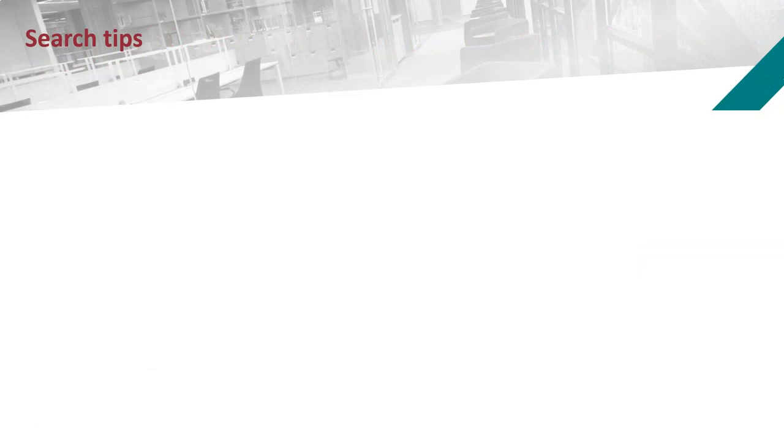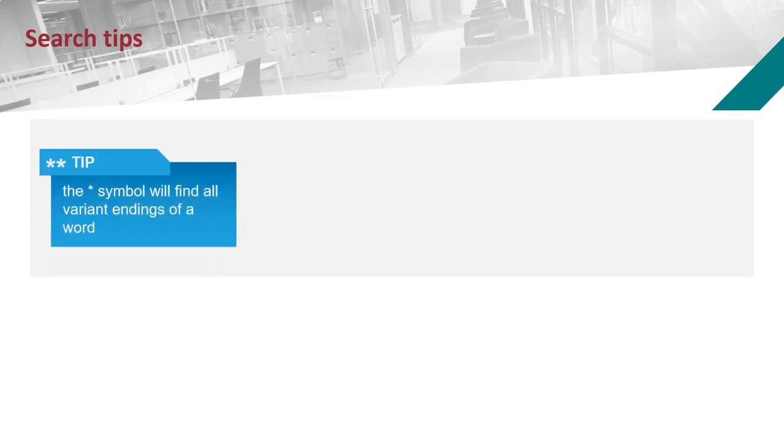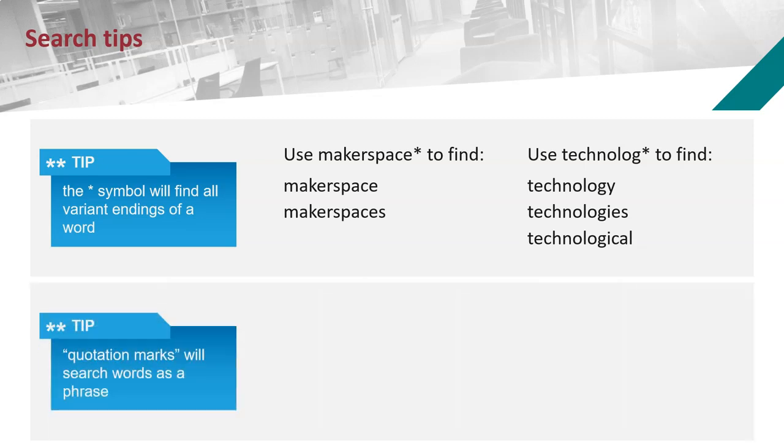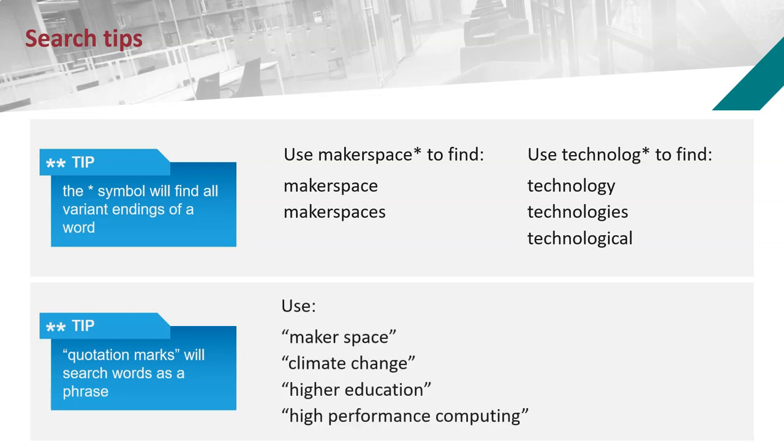Before thinking about using these words to build other possible searches, there are 2 tips that can be very useful. First, the asterisk or star symbol can be used to find different word endings, including plurals. So for example, technolog with the asterisk will find technology, technologies, technological, and so on. The second tip is to put quotation marks around words that must be found as a phrase, with words next to each other in exactly that order.